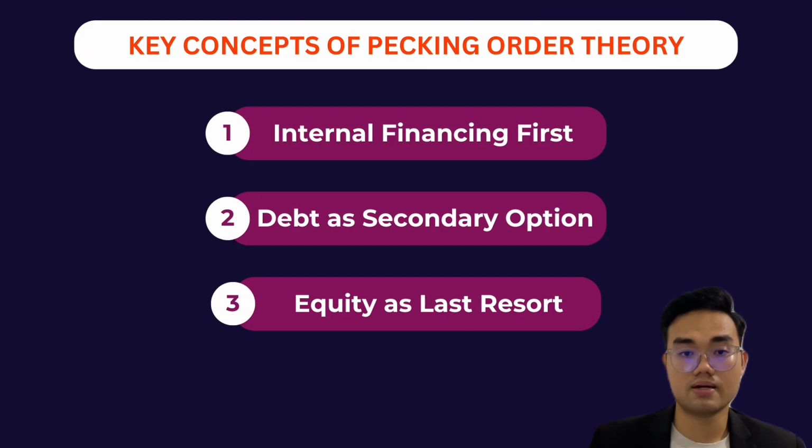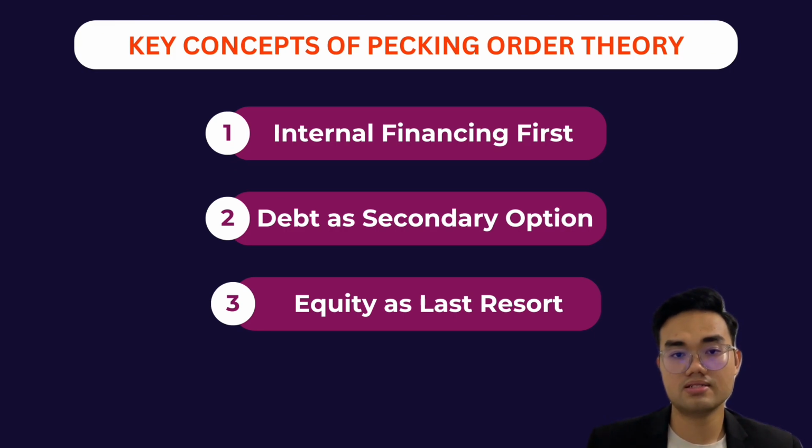There are a few key concepts of pecking order theory. The first one is internal financing first. Firms prefer to use internal funds, which is retained earnings, for financing because they involve no issuance cost and no need to disclose private information to external parties. Using internal funds avoids the adverse selection problem where managers have more information about the firm's value and prospects than outside investors.